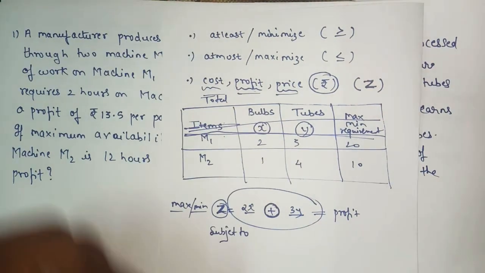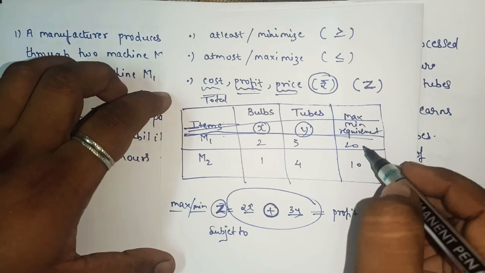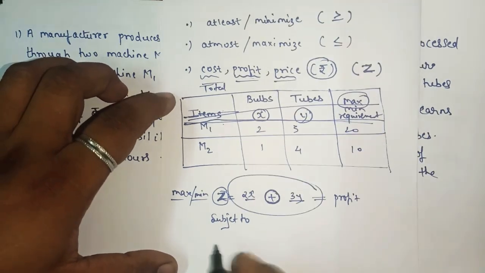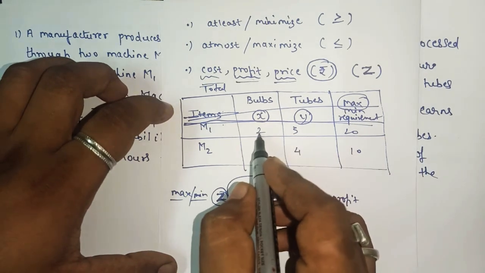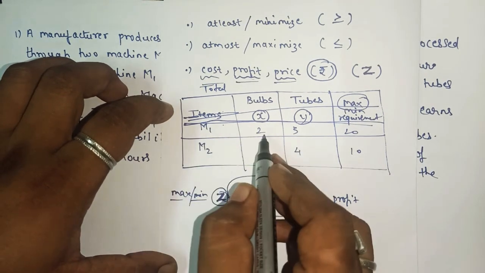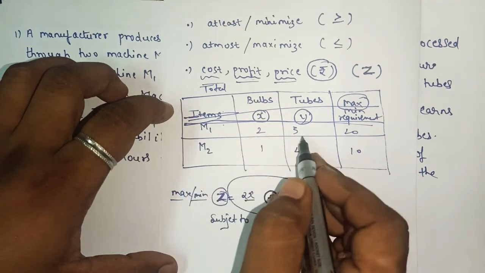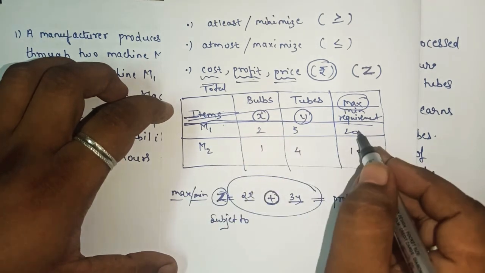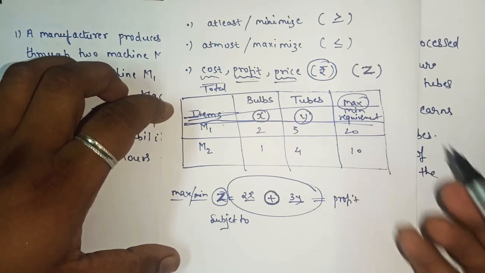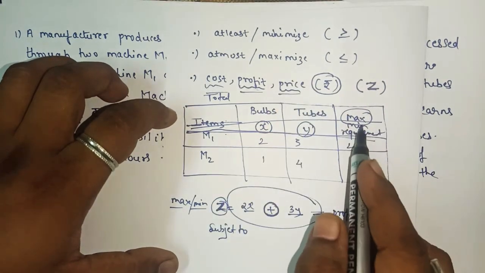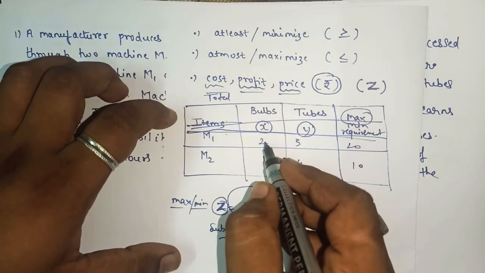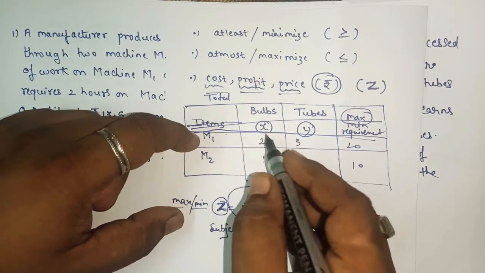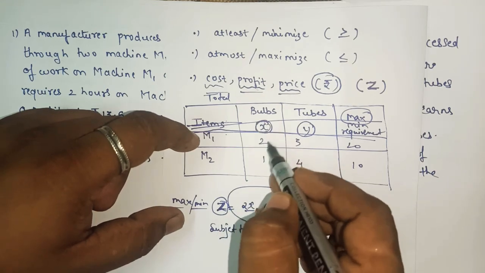Now how to frame the inequation? Listen here. Suppose here the requirement is maximum. Subject to means what? The equation part. So machine 1 contains 2 bulbs, machine 1 contains 3 tubes, and its requirement is maximum 20. Maximum means less than equal to. As here we have 2 bulbs in machine 1, and as bulb indicates x, this will be 2x.